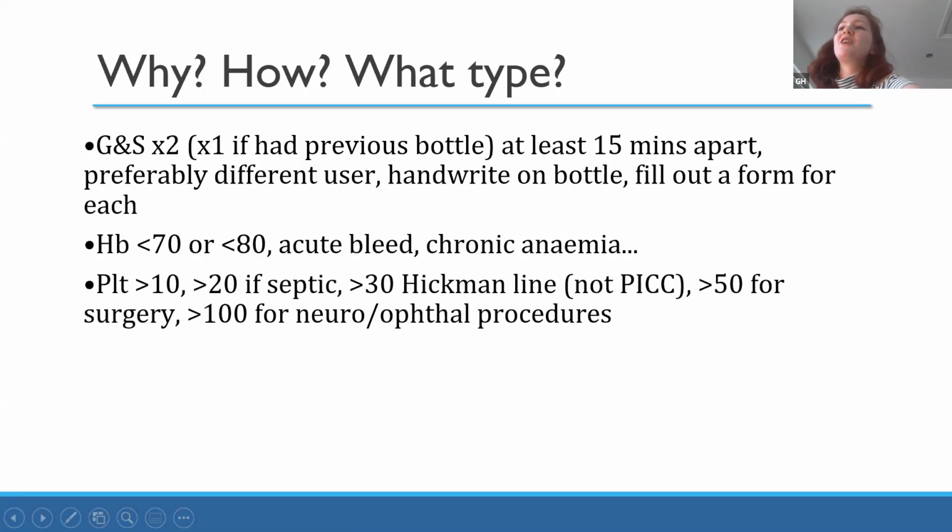For platelets, the lower level of normal is 150, but you don't actually need to give someone a platelet transfusion unless they are in the single digits. So you want to keep it above 10, above 20 if they're having fevers, because they go through their platelets more quickly. And then for different procedures, you have to have them at different levels. Above 30 for a Hickman line, you don't need to for a PICC line, or that's according to our vascular surgery department anyway. Above 50 in general for surgery, above 100 for neuro-ophthalmic procedures, lumbar punctures, that sort of thing.